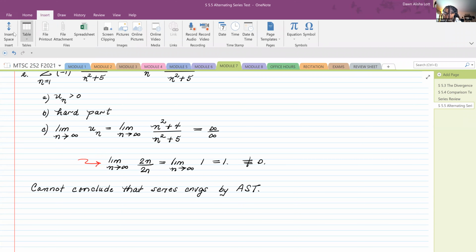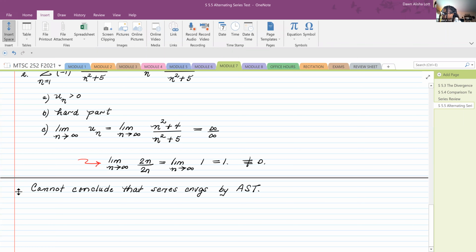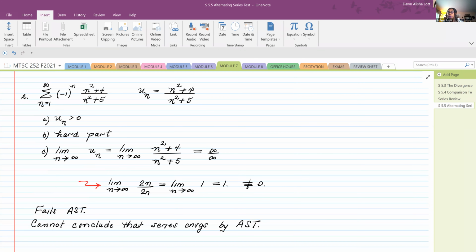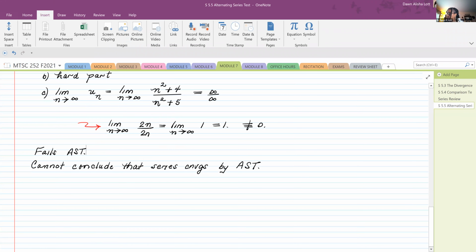And I do need to check something, because if it fails the alternating series test, I need to see whether that means it doesn't converge. Okay, so I need to double check whether we have to say that it is divergent or we just don't know. For some reason, I can't remember right now, so I'll double check that.